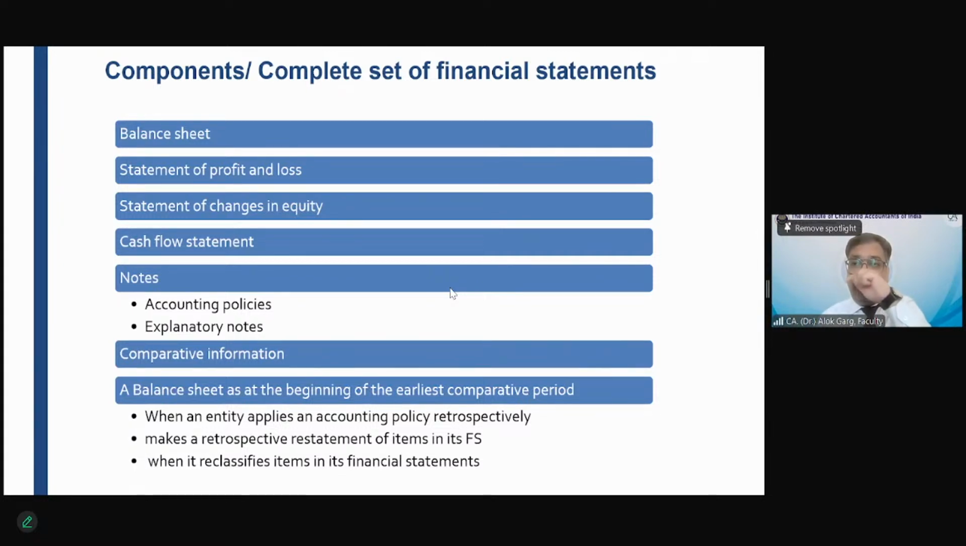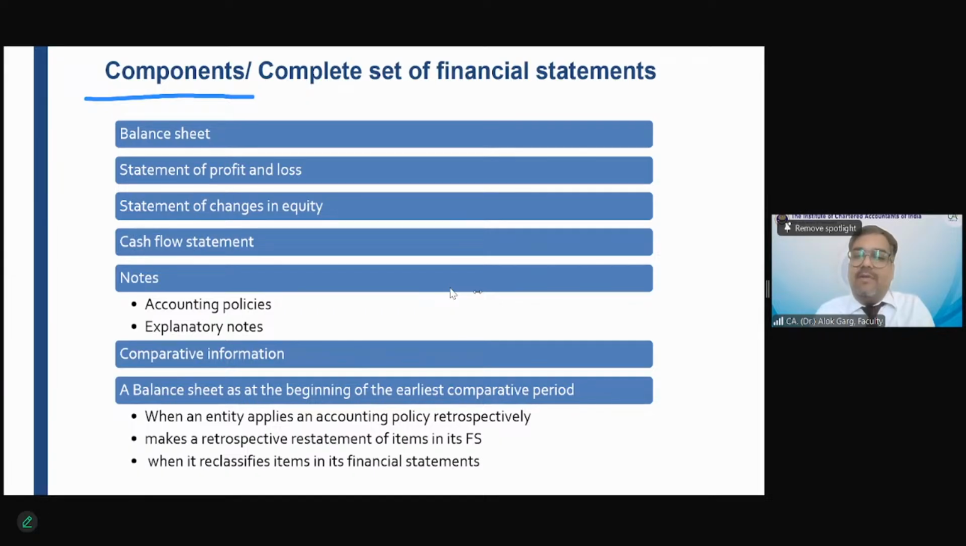Okay, so these are the components of the financial statement. What are the elements of the financial statement? Can anyone tell me? Yes, balance sheet, P&L, cash flow statement, notes to accounts. My question is, what are the elements of the financial statement? What you are saying is the component of the financial statement.